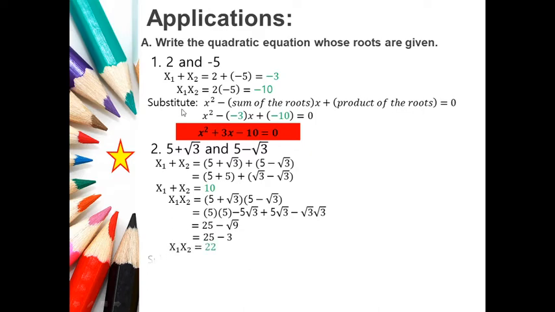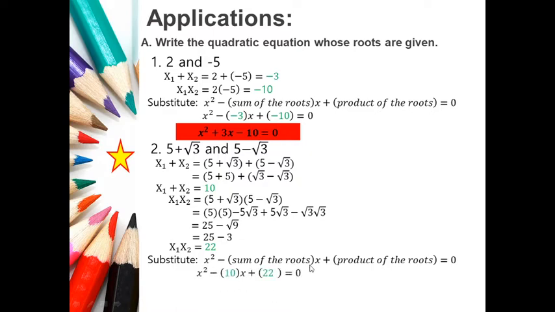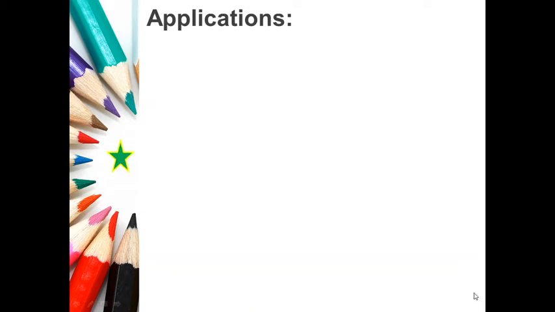So we are going again to substitute the sum and the product, 10 and 22, to the pattern. So therefore we have x squared minus the sum of the roots x, which is 10. So we have to replace the sum by 10. Then, plus, yung product, isa-substitute natin doon, yung 22 na na-solve natin. So, equal to 0. So, therefore, we have x squared minus 10x plus 22 is equal to 0.